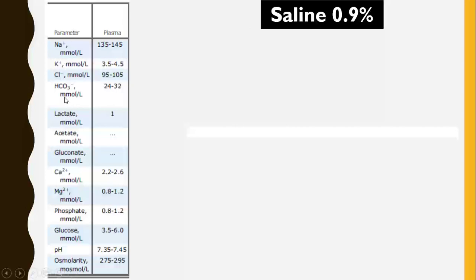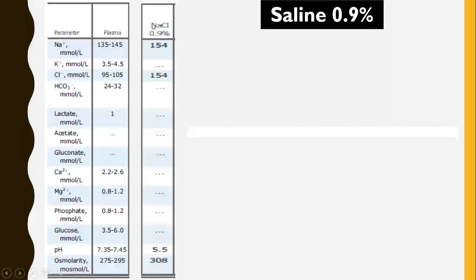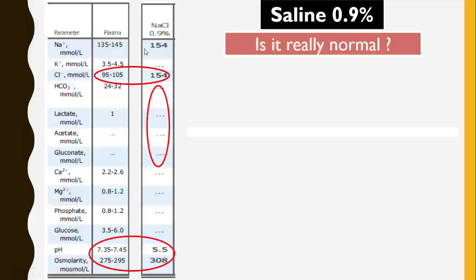This is the normal constituents of the plasma from electrolytes and the pH and osmolarity. If we put the sodium chloride 0.9%, we will find a very important question: is it really normal saline? No. We have a difference in the chloride content. We have here the chloride content 154 millimole per liter, and here 95 to 100 millimole per liter. We don't have any buffer in the saline, and we don't have any other electrolytes, and the osmolarity of the saline is slightly more than the plasma.